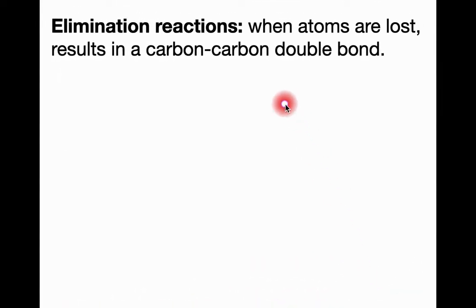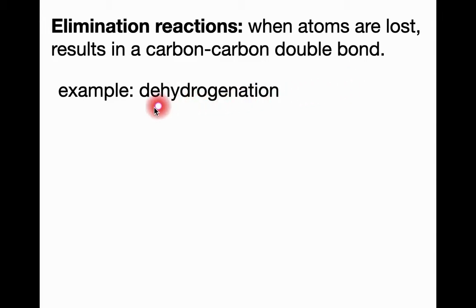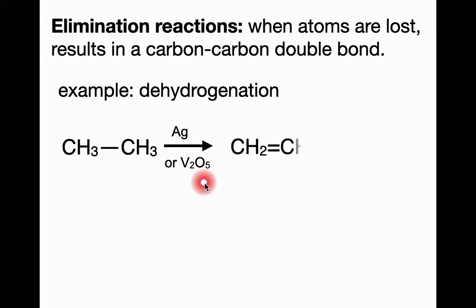Elimination reactions, when atoms are lost, result in a carbon-carbon double bond. Example, dehydrogenation. So we have an alkane. The catalyst for this is either silver or vanadium oxide. And this will form an alkene and hydrogen. Now, of course, this is just exactly the opposite of an addition reaction. An addition reaction is going in the opposite direction. And remember, that would have been referred to as hydrogenation. So this is dehydrogenation.